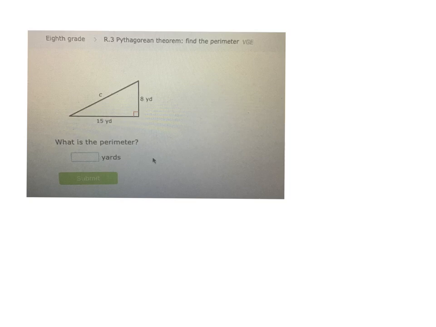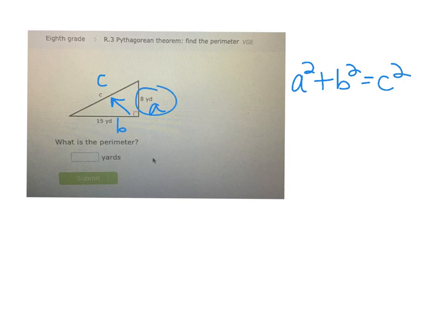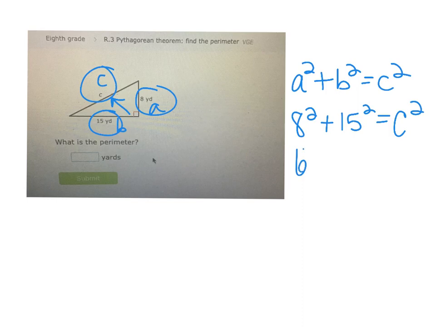Okay, I'll do one more. So again, remember, right across from the right angle, that's always your C. The other two sides are the A and the B. So I'm going to write A squared plus B squared equals C squared. I'll take my A, which I called 8. So I'll do 8 squared plus 15 squared equals, this time my hypotenuse is the C, so I'll just call it C squared. All right, 8 squared is 64 plus 15 squared is 225. And then it says equals C squared.